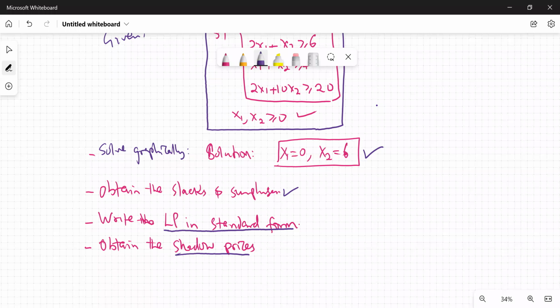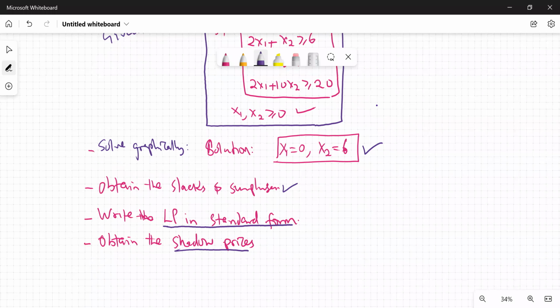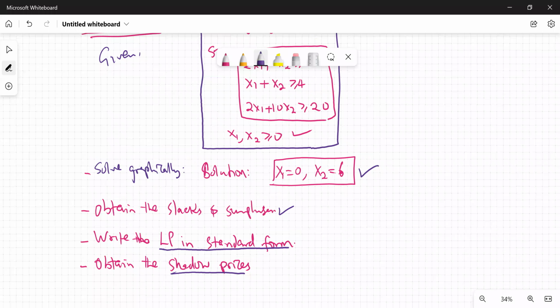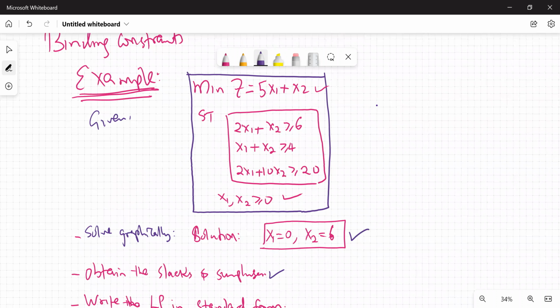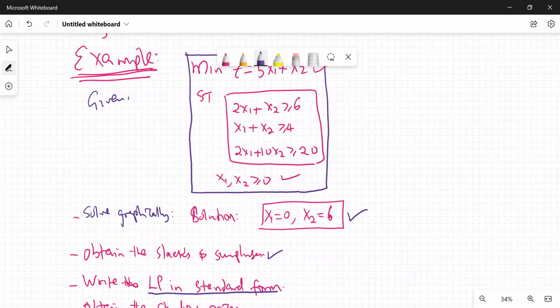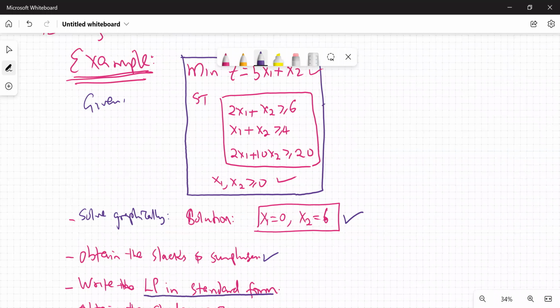Okay. So let's calculate the surpluses and the slacks for this problem. Then you can tell me what you are going to get. Just calculate and let me know what you get, because we need S1, S2, and S3 for each one of them. So let's do that in 1 or 2 minutes.